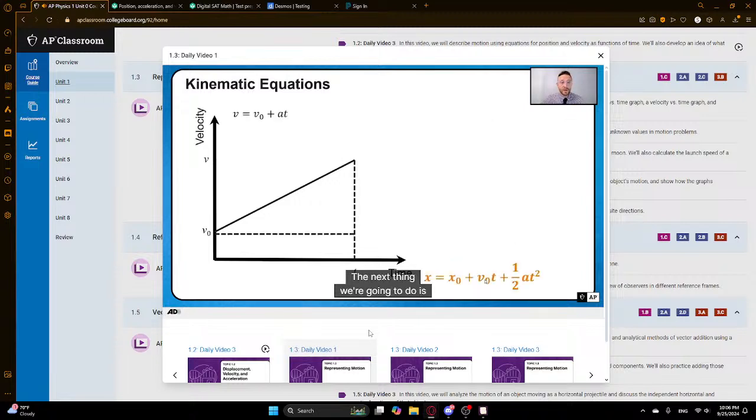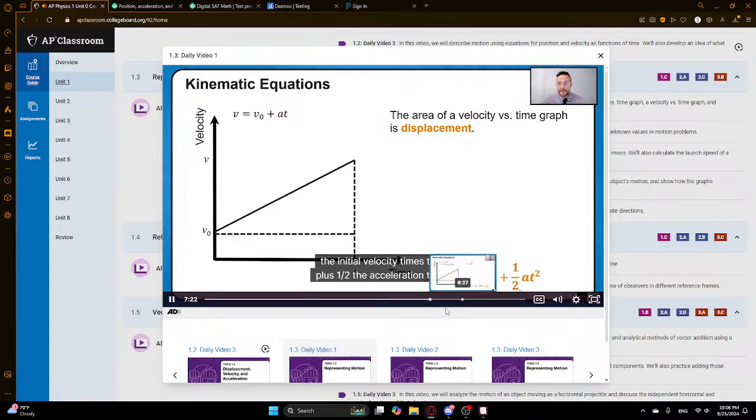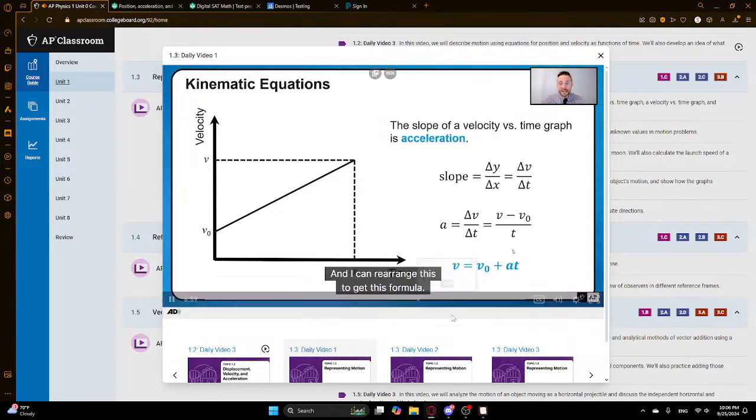The next thing we're going to do is look at the area of the graph. The area of a velocity versus time graph is the displacement. We're going to use this idea to develop this kinematic equation. So the final position is the initial position plus the initial velocity times time plus 1/2 the acceleration times the time squared. Rearrange this to get this formula.